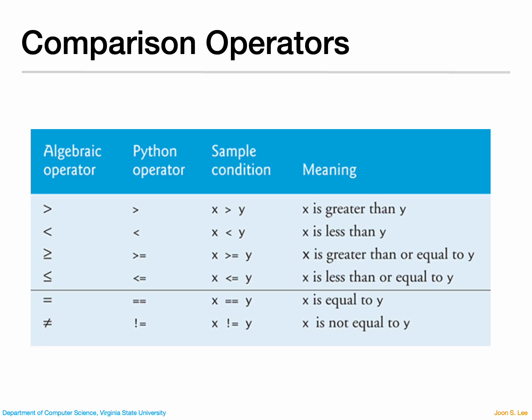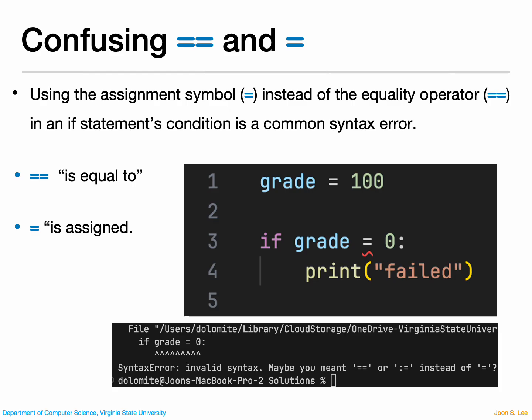These two are especially important to get right because you'll use them constantly in branching statements when your program needs to make decisions. For example, in this code, we set grade equals 100. That part is fine. But then in the if statement, the condition is written as if grade single equal sign 0. This causes a syntax error because Python is expecting a Boolean expression, but instead sees an assignment. What we really meant was if grade two equal signs 0 to check whether the grade equals 0.